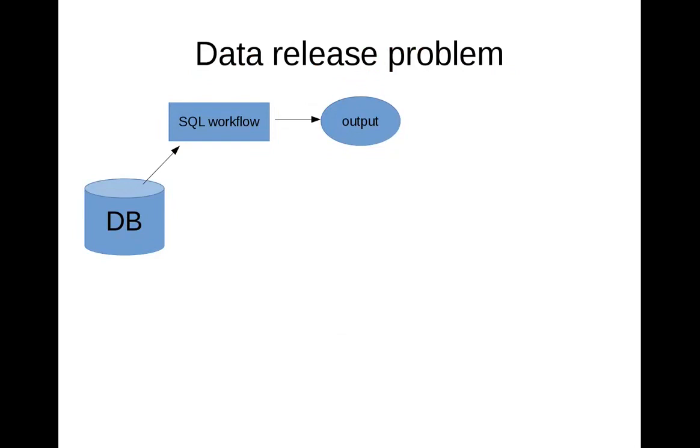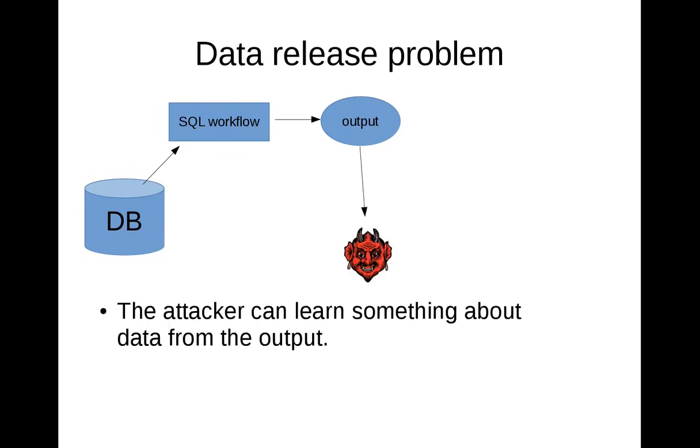So, a general data release problem is that we have a database, we run some queries on it, we get some output, and the output is made visible to somebody. This somebody could be an attacker, so he might try to deduce something about the content of the database from the output that he sees.